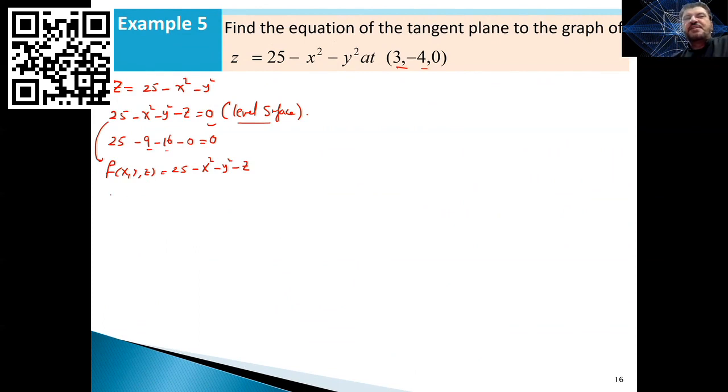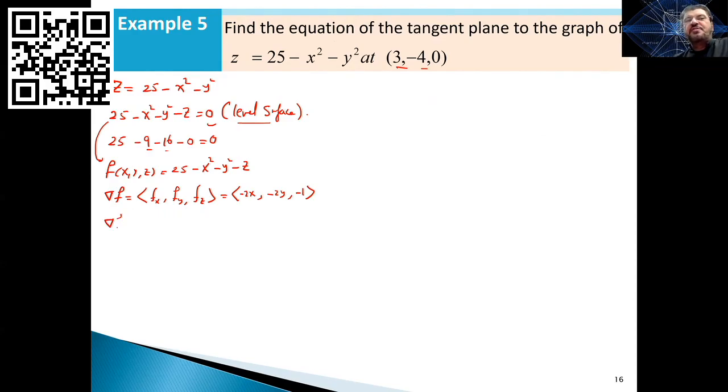All right, now let's find the gradient of f. What's the gradient of f? It's fx, fy, and fz. What's fx, guys? The derivative of x squared is minus 2x. The derivative of this one with respect to y is minus 2y. The derivative of this with respect to z, I think, is minus 1. So this is our gradient.